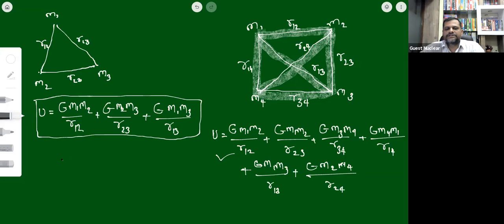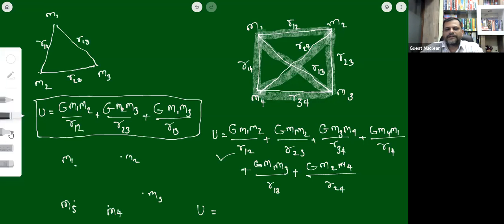If we have 5 masses like m1, m2, m3, m4, m5, then how many terms will be there? Can you work it out? Who will tell? Come on, just put it in the chat box. How many terms will be there in the expression for the potential energy of these 5 particles? Put it in the chat box fast. Just find out the number of pairs, how many they will be.